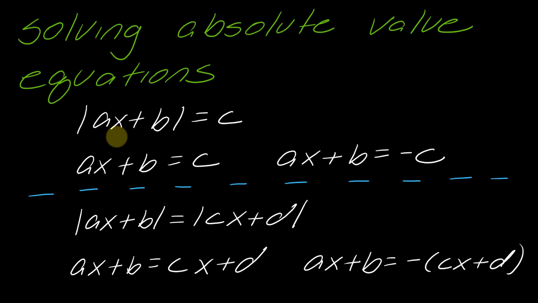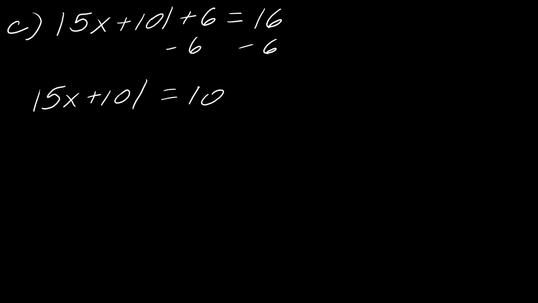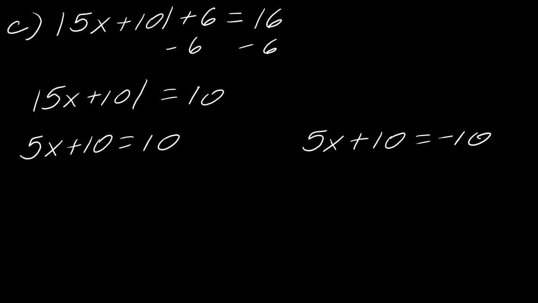And so when we go back to our equation, we do not have the absolute value isolated, because we have this plus 6. So before we can do anything, the first thing that we must do is subtract the 6. So I get 5x plus 10 now equals 10. And so now we can go ahead and do our setup. So this is going to be 5x plus 10 equals 10, and 5x plus 10 equals negative 10.